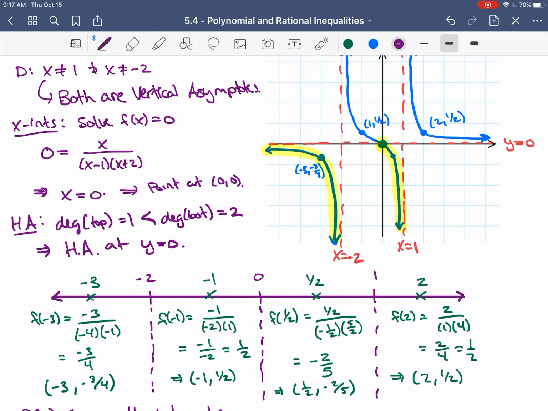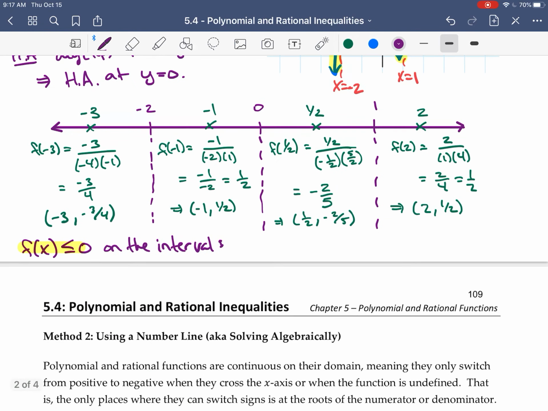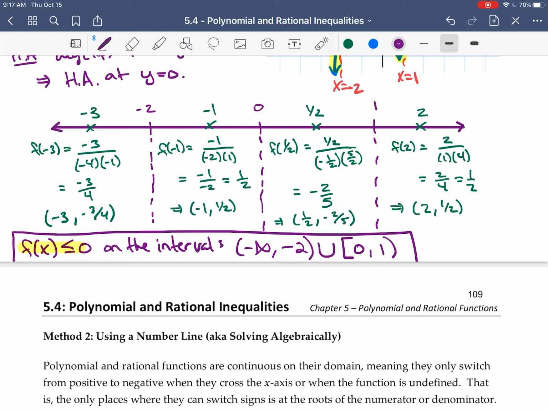So that's going to be from -infinity to -2, obviously not including -2 because there's a vertical asymptote there. And then from 0, but we include 0, to 1. So that's where the function from the graph is less than 0, less than or equal to 0. Maybe I'll do a line down here as well.